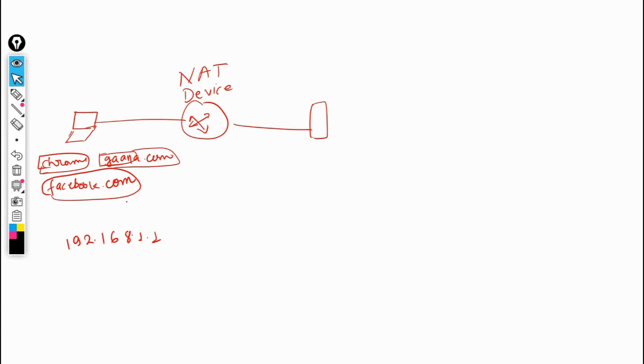So obviously, how will they segregate the traffic, which packet should go to Ghana.com and which packet should go to Facebook.com? This is inbuilt behavior of Chrome. Whenever any request is generated, by default, it puts a source port number after the IP address. So let's suppose it puts the port number 20111. Okay, so this is generated from facebook.com.